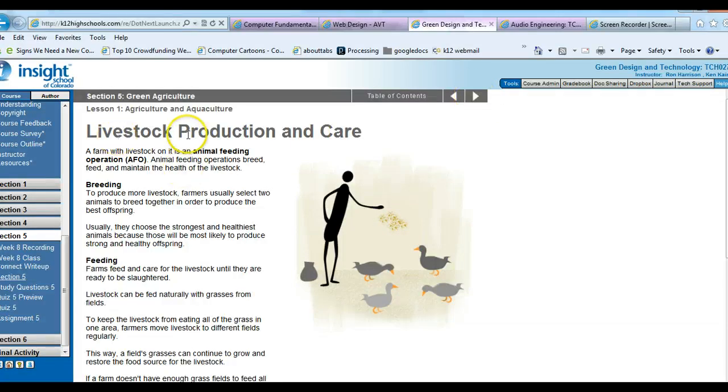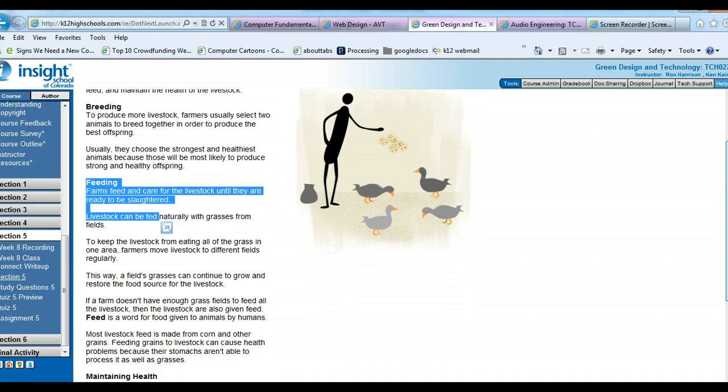Different types of livestock. A farm with livestock on it is an animal feeding operation. Obviously, they need to feed the animals, and some of these feeding operations have breeding programs to raise more, and obviously they have feeding programs to bring up the animals that they have.